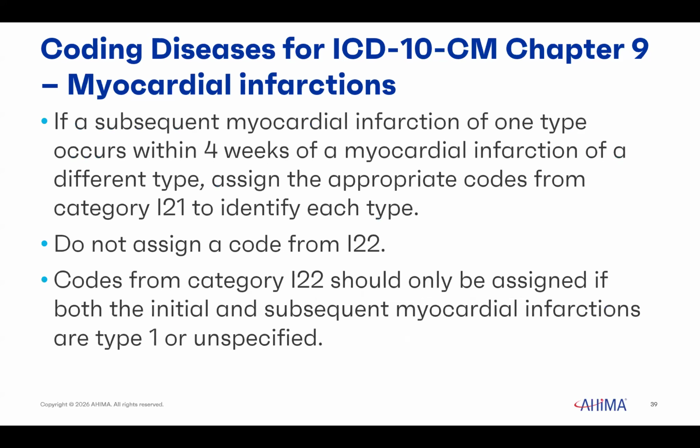If a subsequent myocardial infarction of one type occurs within 4 weeks of a myocardial infarction of a different type, you would assign the appropriate codes from category I21 to identify each type. We would not assign a code from I22. Codes from I22, again, should only be assigned if the initial and subsequent myocardial infarctions are type 1 or unspecified.